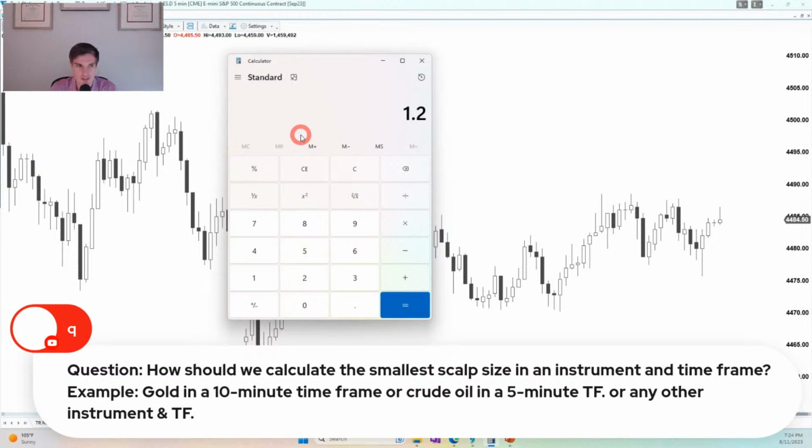If $1.20 is the cost, $15 at least gets you under 10%. And the way I view it is $15 being a 3 point scalp. The way I view it is I typically want my transaction cost to be certainly under 10%. It'd be better if it's under 6%. That is ideal.